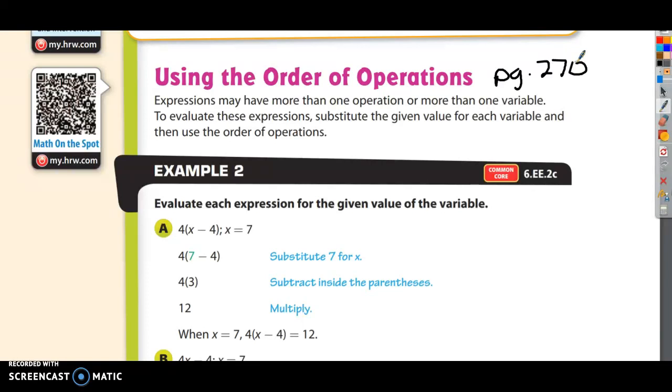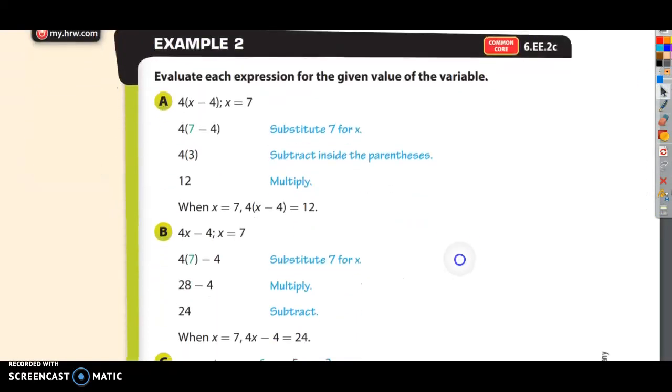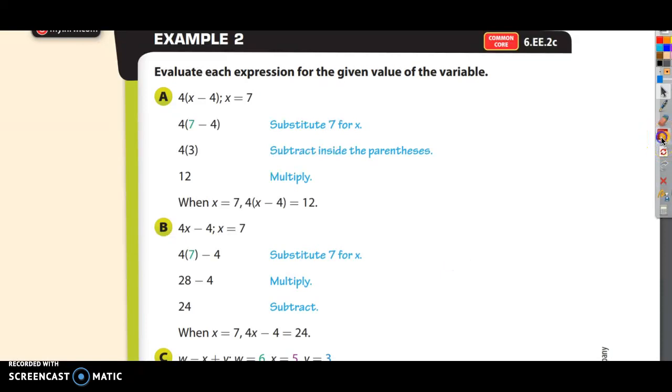Expressions may have more than one operation or more than one variable. To evaluate these expressions, substitute the given value for each variable and then use the order of operations. So let's check this out. Example 2. As usual, I'm going to cover up and then show you what I would do.